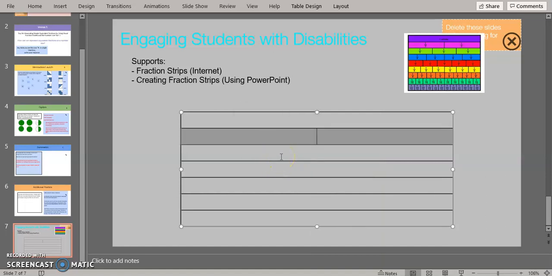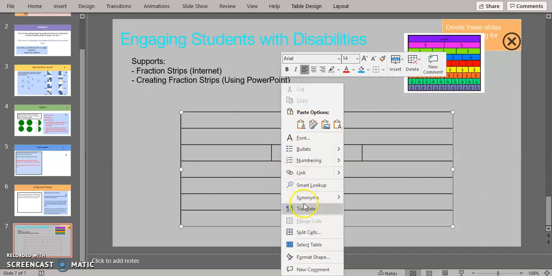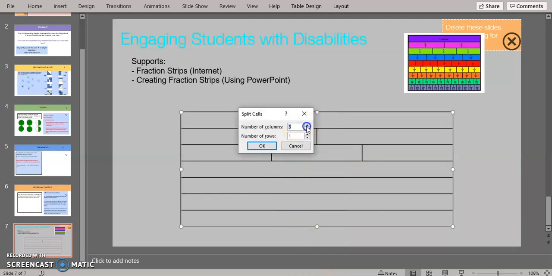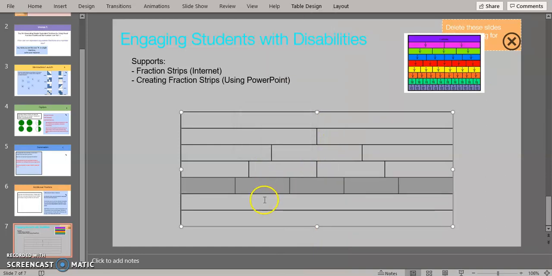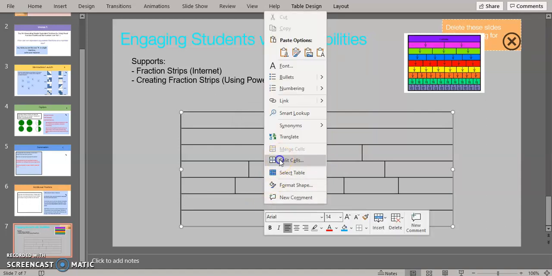We're going to do the same thing for the rest of them. We're going to right click the third bar, split cells. We're going to divide this into 3 columns, and you get the picture here. Or this one will be 5, and here will be 6.